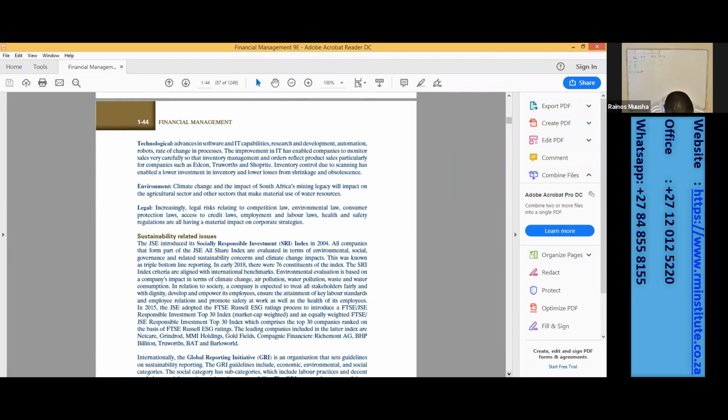These include increasing legal risk relating to competition law, environmental law, consumer protection laws, access to credit laws, employment and labor laws, and health and safety regulations, all having a material impact on corporate strategies as well. That's why in most cases these laws are protecting the consumers more. And as they protect the consumers more, it means the company has to assess its strategy so that it is in line with legal requirements as well.